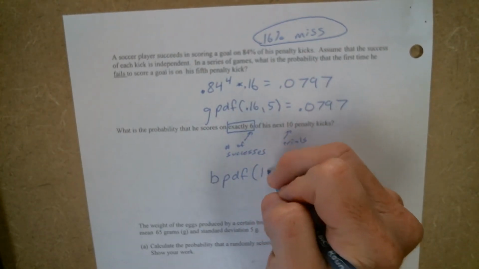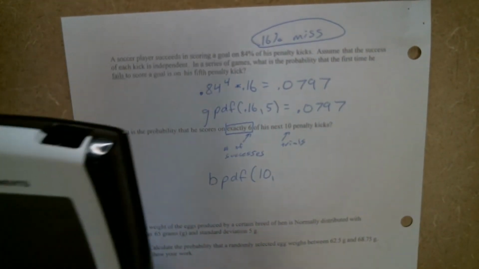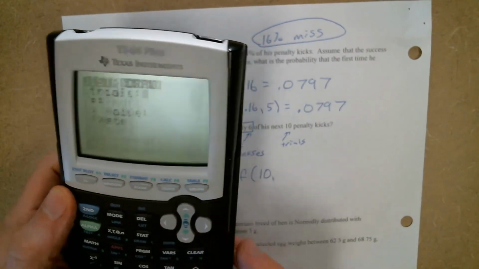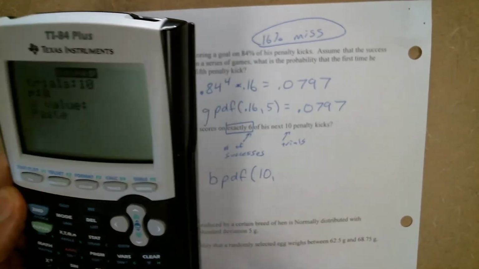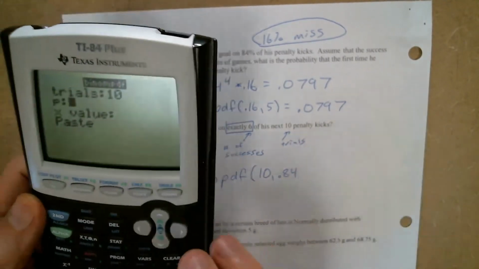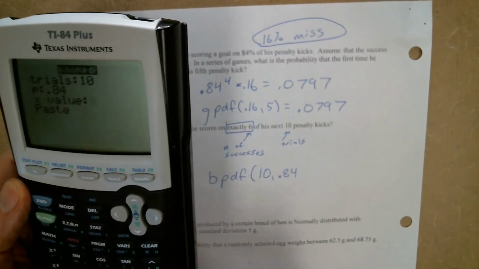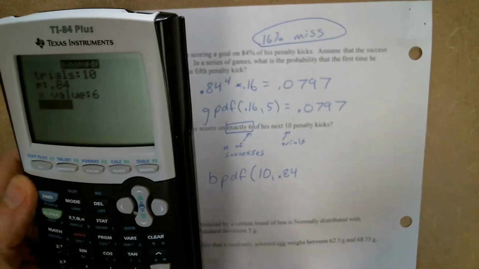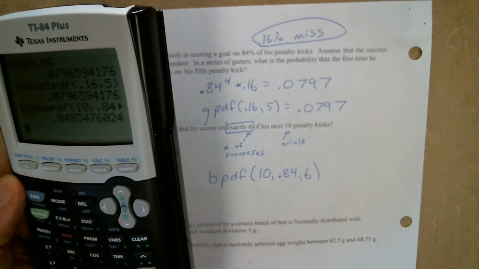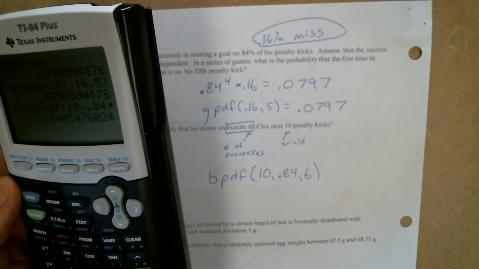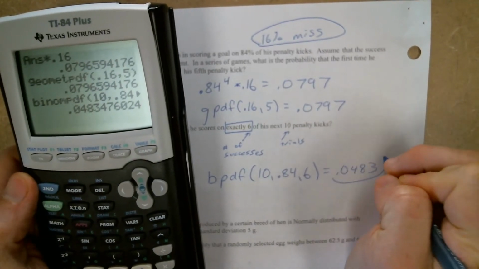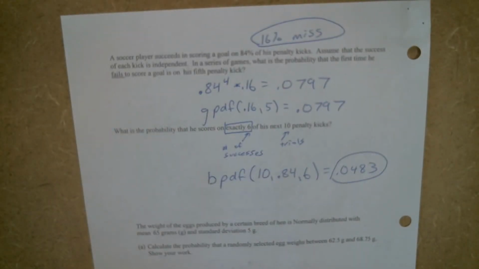But this is just a binomial PDF. So we've got 10 trials. Let's bring it up so you can see it. It's in the distribution menu. We've got 10 trials. The probability of making it this time is the 84% because now we're back to making, not missing. And we want to know what are the odds of making exactly 6. And we'll see that it's 4.83%. So 0.0483. And again, you can always write that as a percent if you so choose.